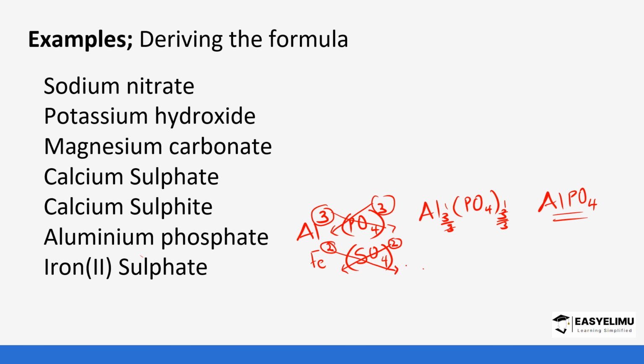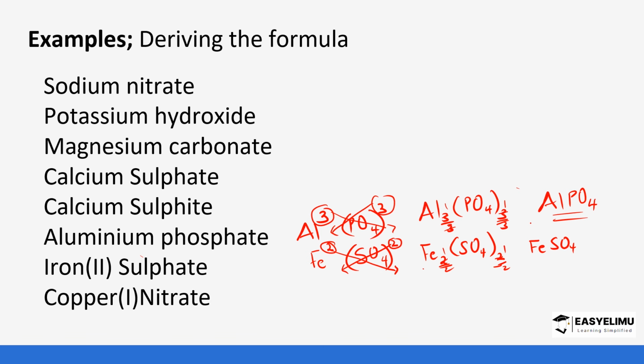So it becomes iron, then a 2, then sulfate with a 2. And since we can cancel this out, it becomes iron, then SO4. We remove the bracket because only 1 is outside.